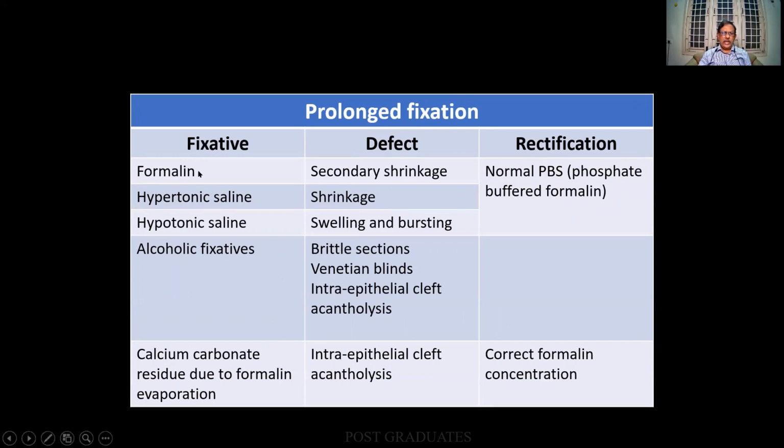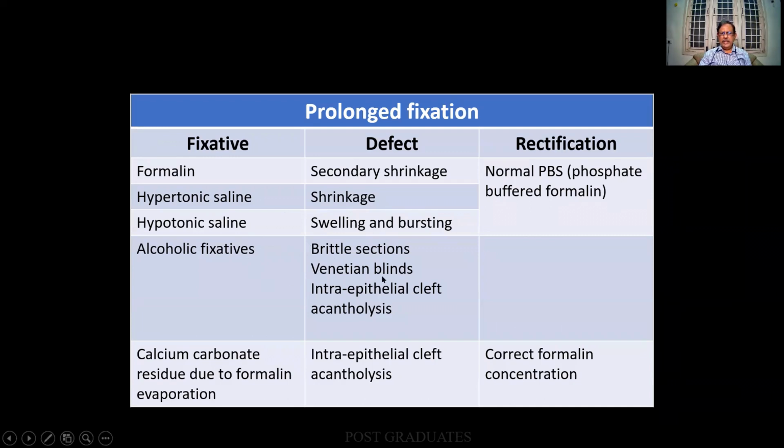So what is the type of fixative? If it is going to be formalin, there can be a secondary shrinkage, and the mode of rectification, how it can be rectified, is, again, you take it back to buffered formalin so that it swells a little bit. Hypertonic solution means saline. It causes a shrinkage, whereas a hypotonic will be causing a swelling. Alcoholic fixatives obviously are brittle.